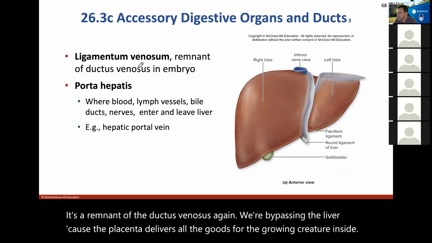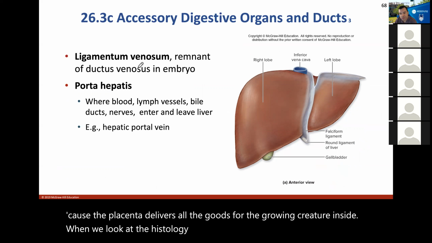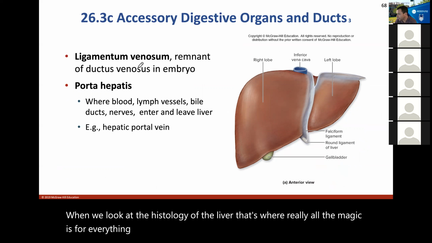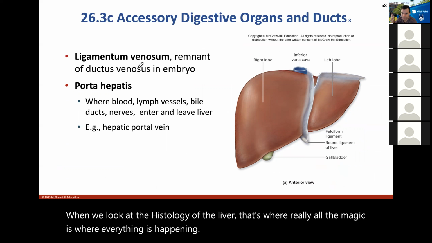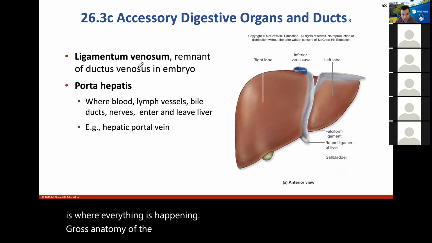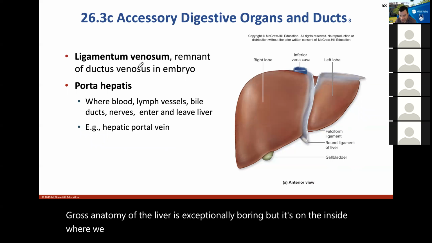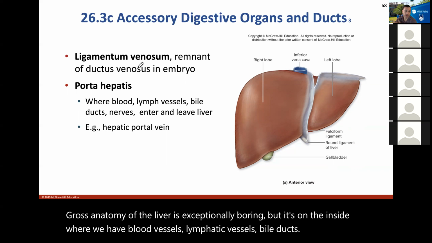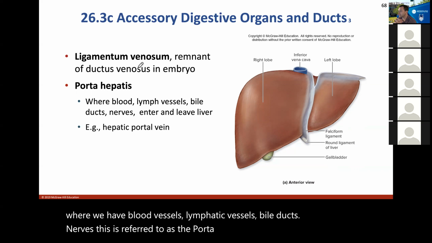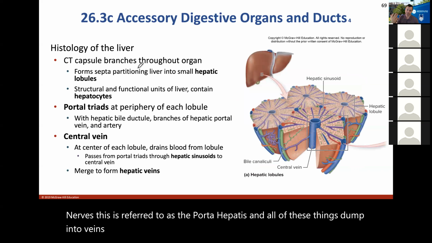When we look at the histology of the liver, that's where really all the magic is, where everything is happening. Gross anatomy of the liver is exceptionally boring. But it's on the inside where we have blood vessels, lymphatic vessels, bile ducts, nerves. This is referred to as the porta hepatis. And all of these things dump into veins, which get back into the blood. Let's just look at it in cross section.